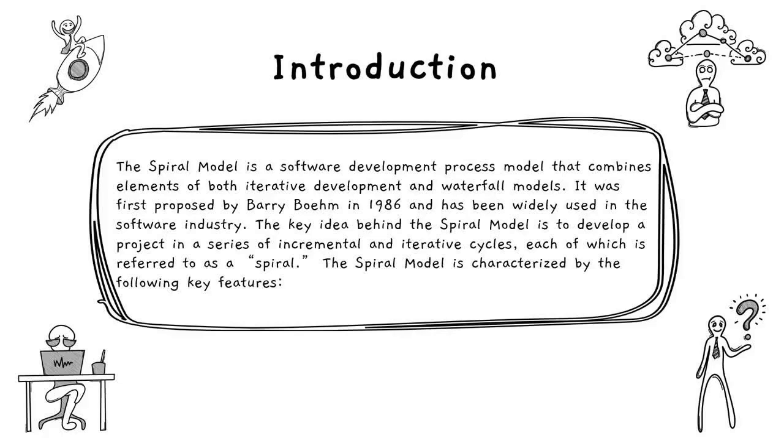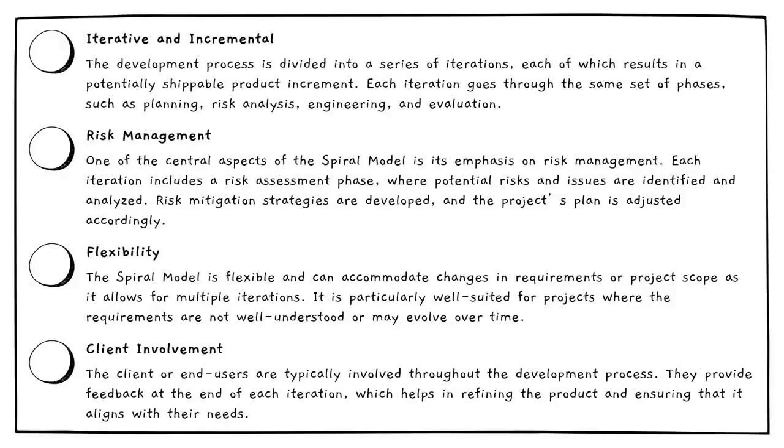The key idea behind the spiral model is to develop a project in a series of incremental and iterative cycles, each of which is referred to as a spiral. The spiral model is characterized by the following key features: iterative and incremental. The development process is divided into a series of iterations, each of which results in a potentially shippable product increment. Each iteration goes through the same set of phases, such as planning, risk analysis, engineering, and evaluation.